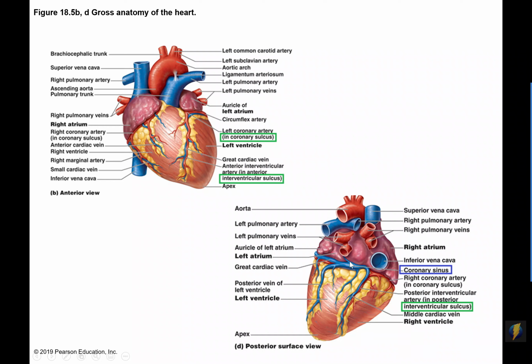This is a big, loose blood vessel that collects blood from the heart. As I mentioned, the heart is basically just a muscle, so it has a lot of blood vessels that deliver blood to the heart muscle itself, and the coronary sinus helps collect some of that blood and return it to the heart in order for it to continue flowing through the system.